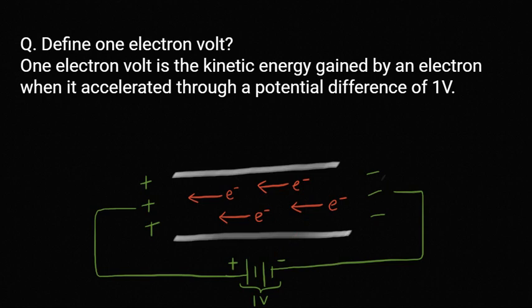Fine. So if it was not 1 volt, if it was simply V volts, how much work will this potential do? The work done by this potential will be the charge. What is the charge of this electron? e. The charge times the potential applied. And how much is the potential applied? V. So how much is the work done? W equals e multiplied by V. Right?